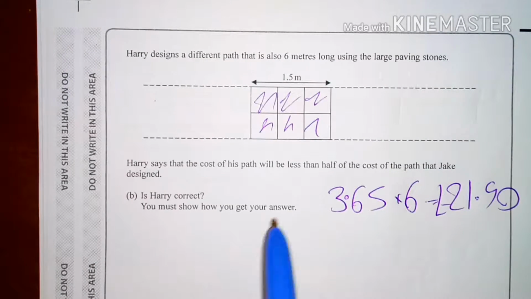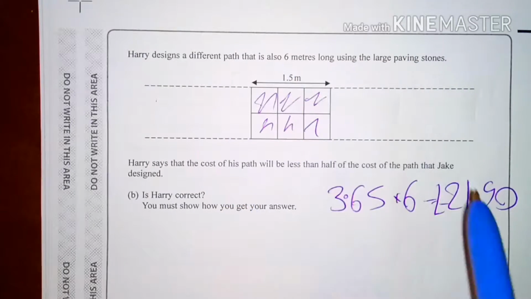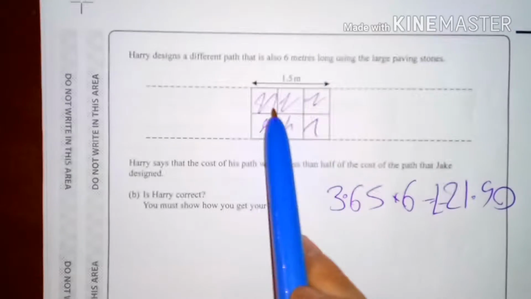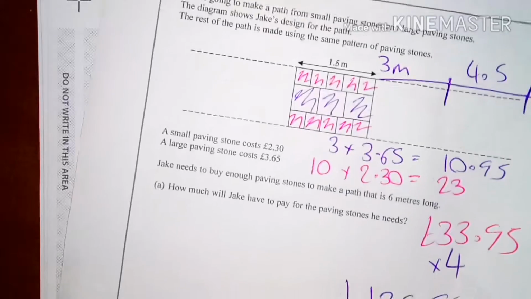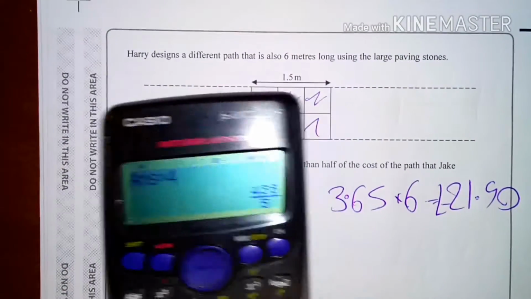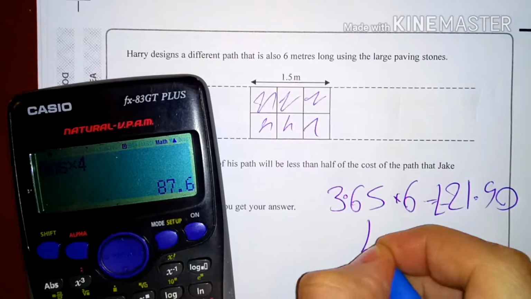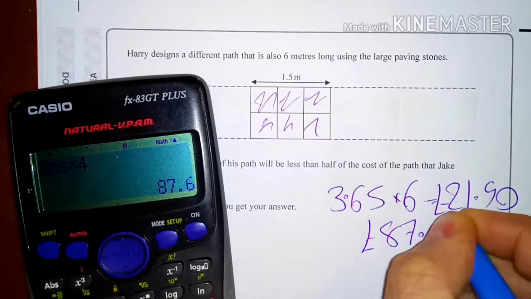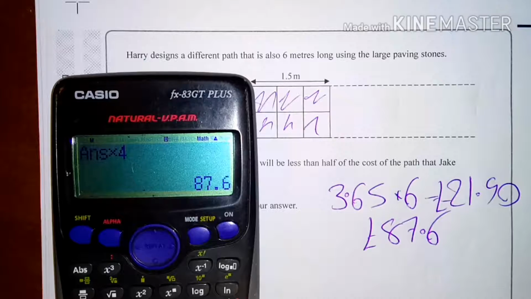Okay, but it's still 6 metres long. So again, we're going to have to times it by 4 because this is 1.5, the same way as the previous path was 1.5. So we're going to have to times that by 4. Okay, which gives me £87.6.